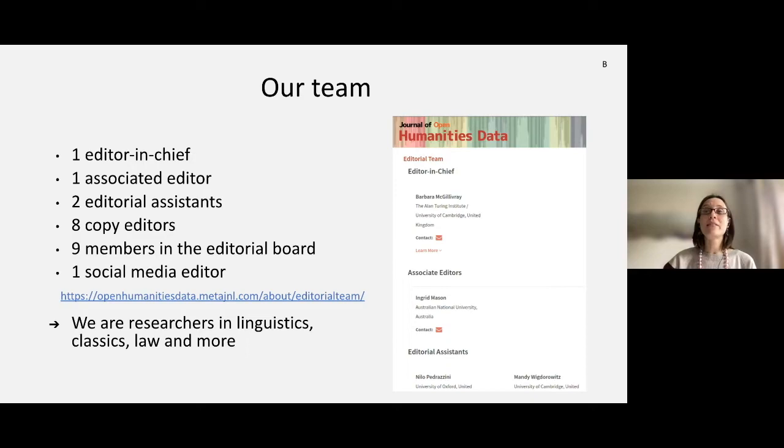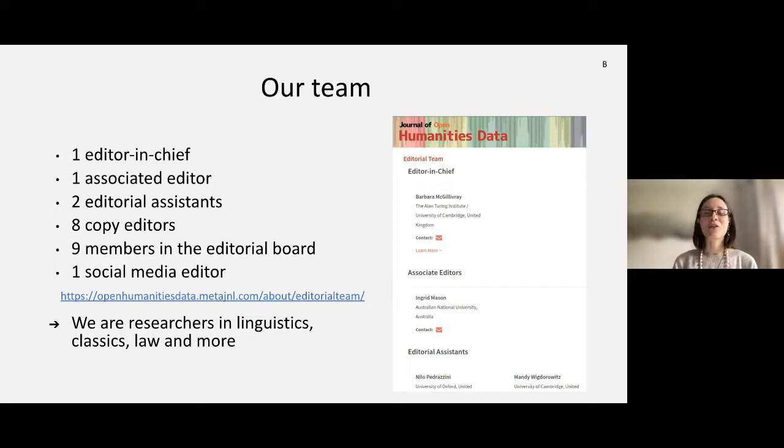So we have a growing team of volunteers. We are all academics working on the journal alongside our academic jobs. We have an associate editor, editorial assistants, copy editors. We also have an editorial board and a social media editor, Paola, who's a senior social media editor. And we're always looking to grow the team. So if people are interested, you're very welcome to contact us.